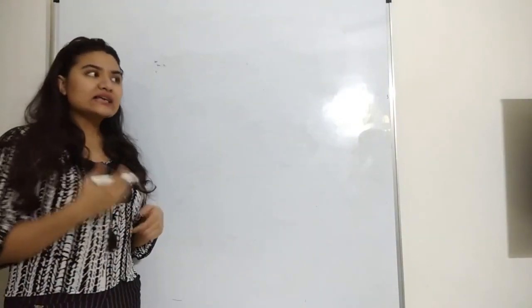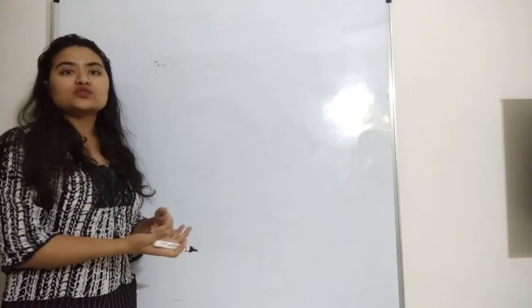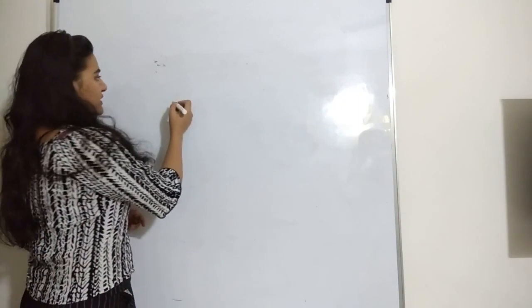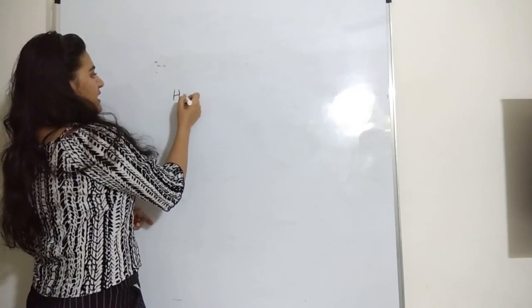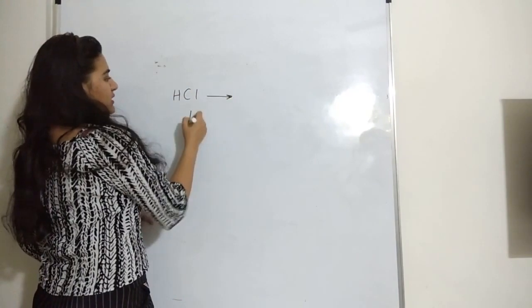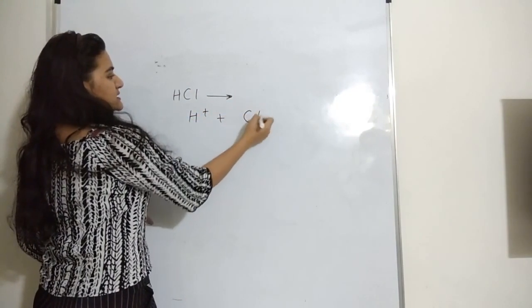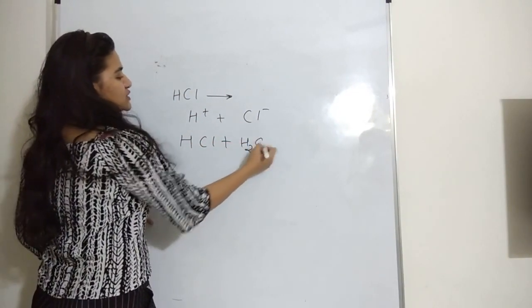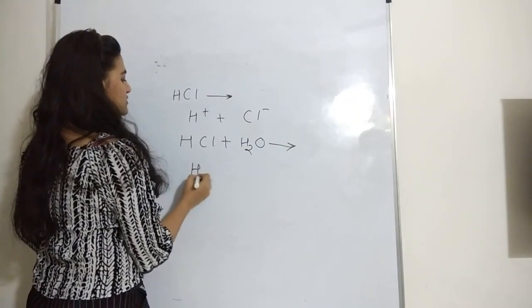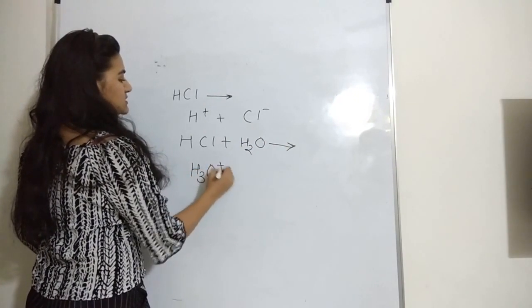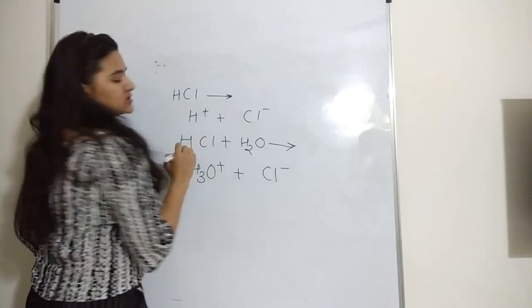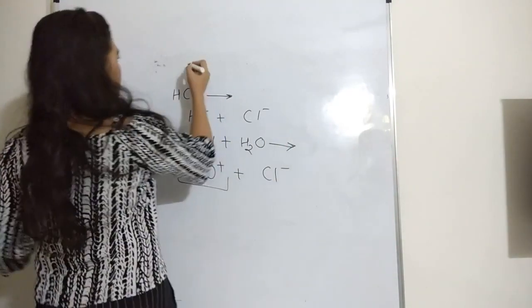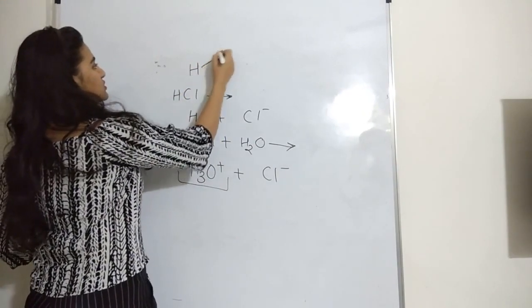Now when these acids break or give out H plus, they form conjugate bases. Now what are these conjugate bases? For example, if I have HCl, which is giving out H plus and Cl minus, or if I have it dissolved in water, H2O, it is going to form H3O plus and Cl minus. Okay, this is the hydronium ion. How is the hydronium ion formed? For that also I'll show you.